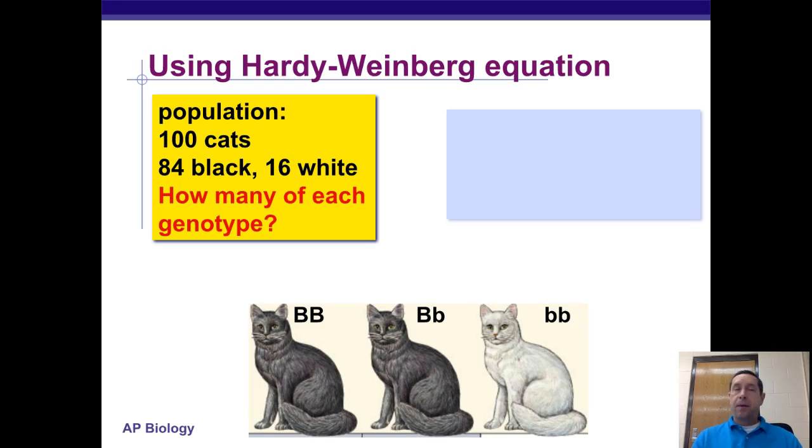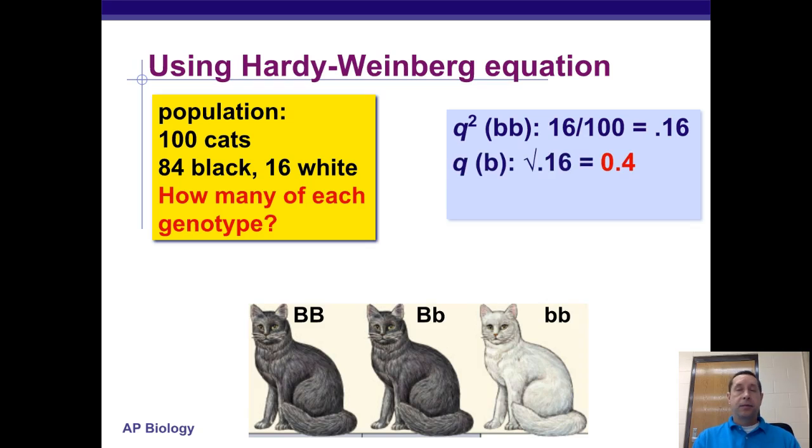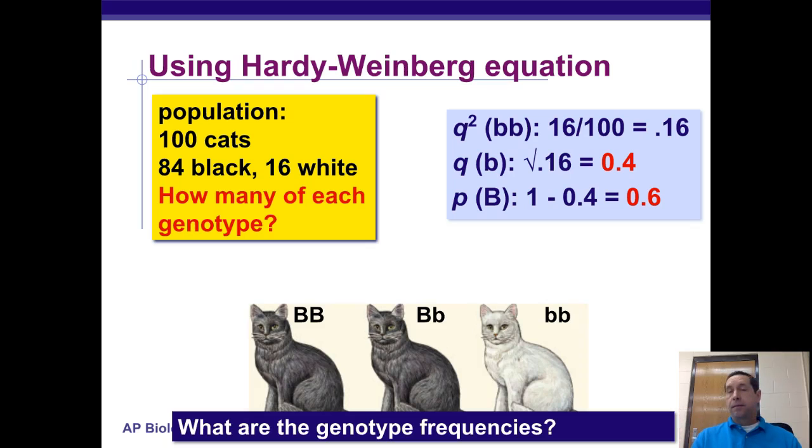So if we have a population of cats, 100 cats in this population, it's a big population. We have 84 that are black and 16 are white. So how many of each genotype do we have? Black could be big B big B, or big B little b. We don't know by looking at it, but we do know that if they're white, they're little b little b, so that's q squared, 16 out of 100, or 0.16. We take the square root of that, which gives us the frequency for little b as 0.4. For big B, then it has to be 0.6 because p plus q equals 1.